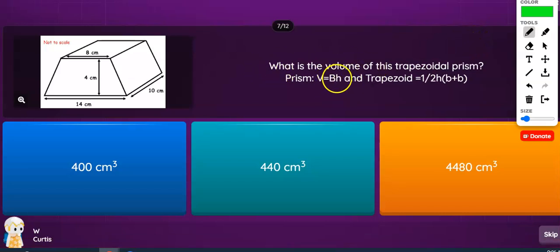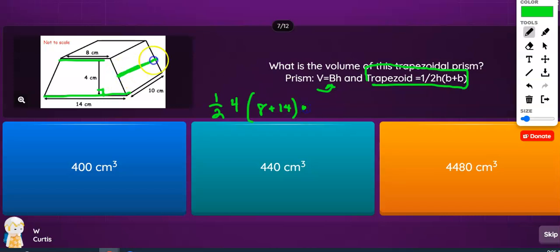Trapezoidal prism. I won't give you this part, but I will give you the V equals capital BH part. So you gotta do the base. I'm sorry, let's start in order. The height of the trapezoid is 4. The bases are 8 and 14. Remember, bases are always parallel. Height forms a right angle. And then I gotta multiply times the height of the prism, which height always connects your bases. My bases are connected by the 10. Type all that in. You got your volume.